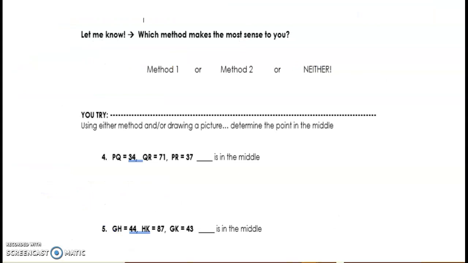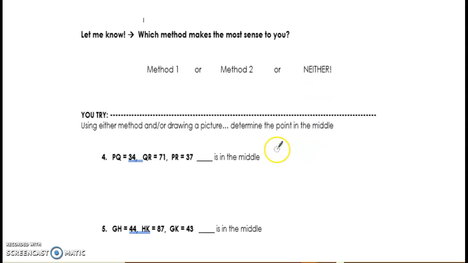All right, so for your assignment, it looks slightly different than this, but the first thing that I want you to do is tell me what method makes most sense to you. Which do you use? Is it going to be method 1, where you're looking for the two smaller segments and looking for the repeated letter, or is it method 2, where you're looking for the longest segment and looking for the letter that is not used? Or do neither of these make sense? If you choose neither, you need to be making sure that you reach out to me so we can go over these together and find a way that works for you.